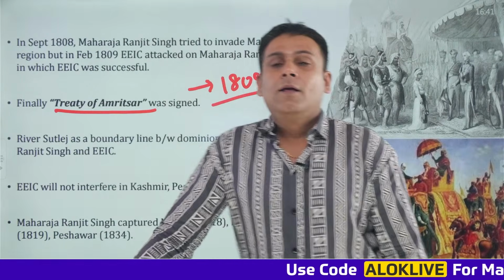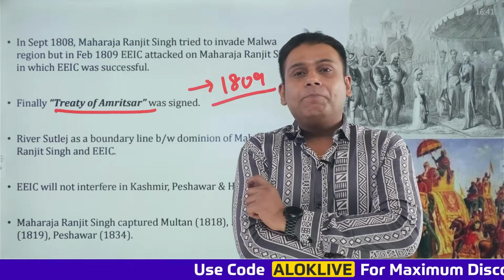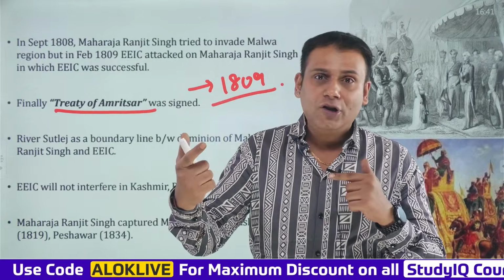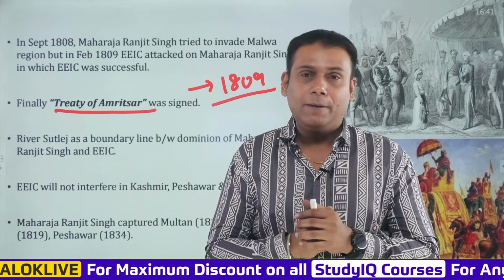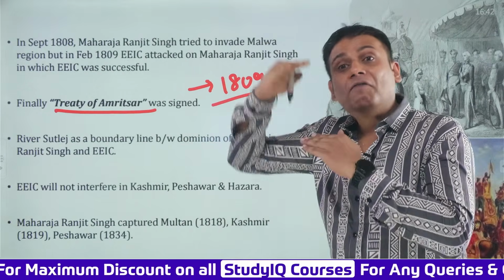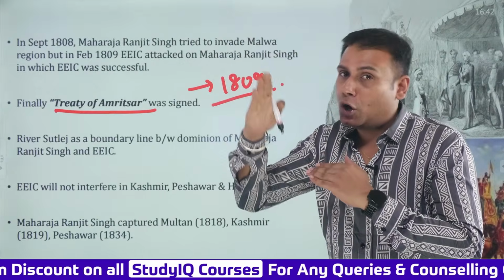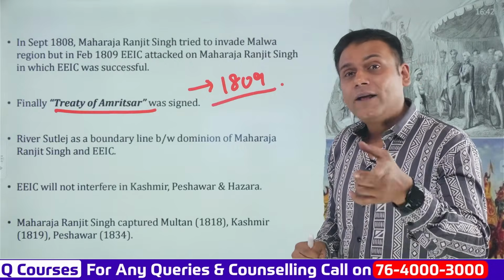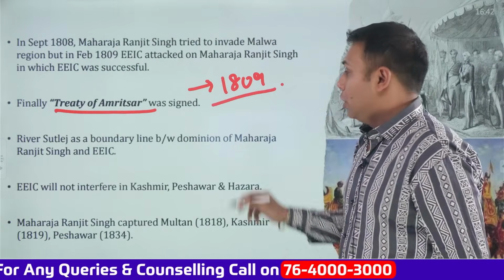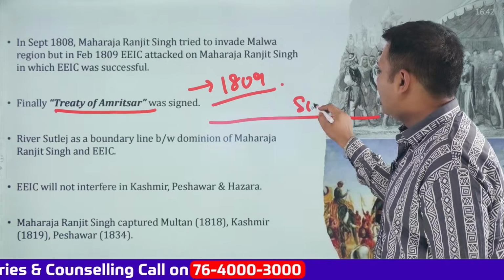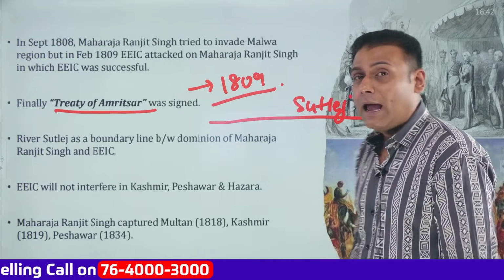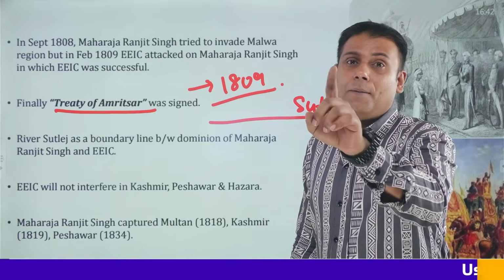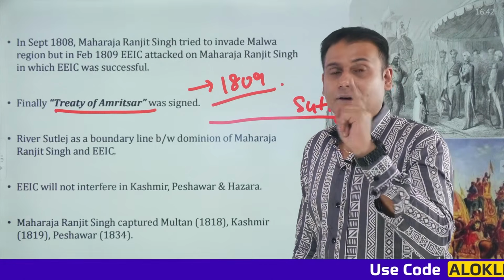Okay. As per this treaty, River Satluj acted as a boundary line between the territories of Maharaja Ranjit Singh Ji, or the Sikh Empire, and the English East India Company. To the north of River Satluj, all the territories belonged to Maharaja Ranjit Singh Ji. To the south of River Satluj, all the territories belonged to the English East India Company. So in very simple words, River Satluj acted as a boundary line between the territories of the English East India Company and Maharaja Ranjit Singh Ji. First thing.